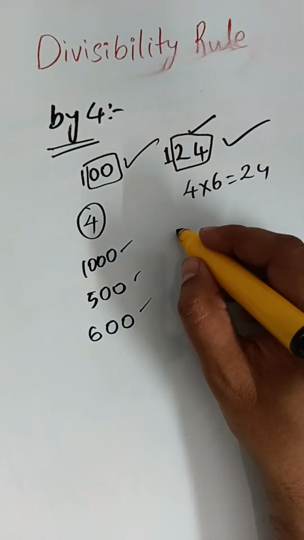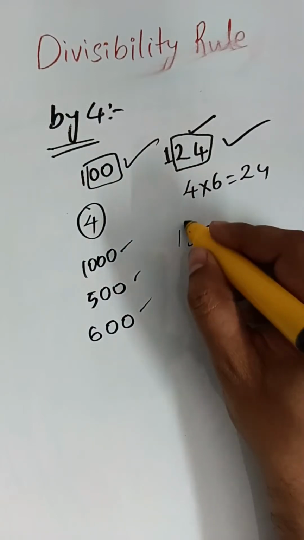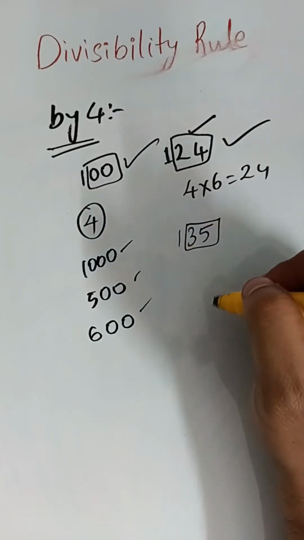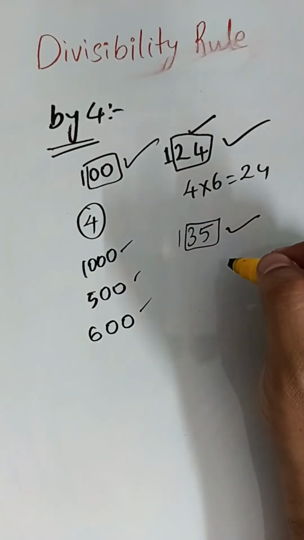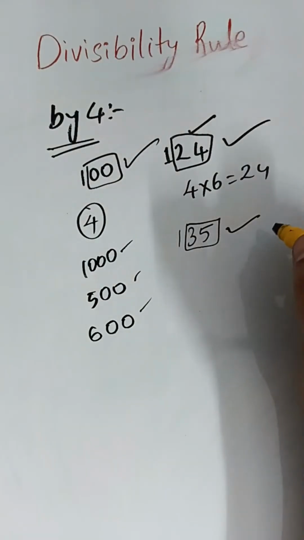Let's see which is not divisible by 4. If I have 135, the last two digits are 35. Is 35 divisible by 4? Yes or no?